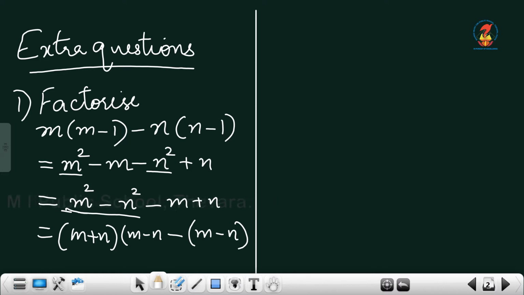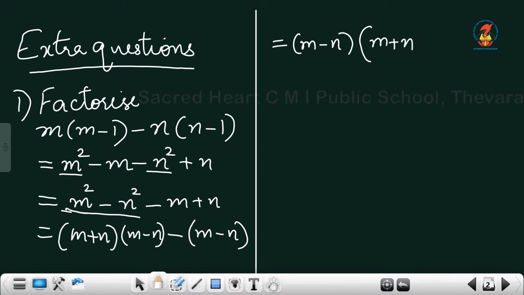What we have done here is we have written m square minus n square as (m plus n) into (m minus n). Then I have taken the negative sign from these two. So when we take the negative sign, it becomes m, and this is minus n. So m minus n is common. So we can write this as (m minus n) is common, remaining m plus n and here minus 1. So the factors are m minus n and m plus n minus 1.